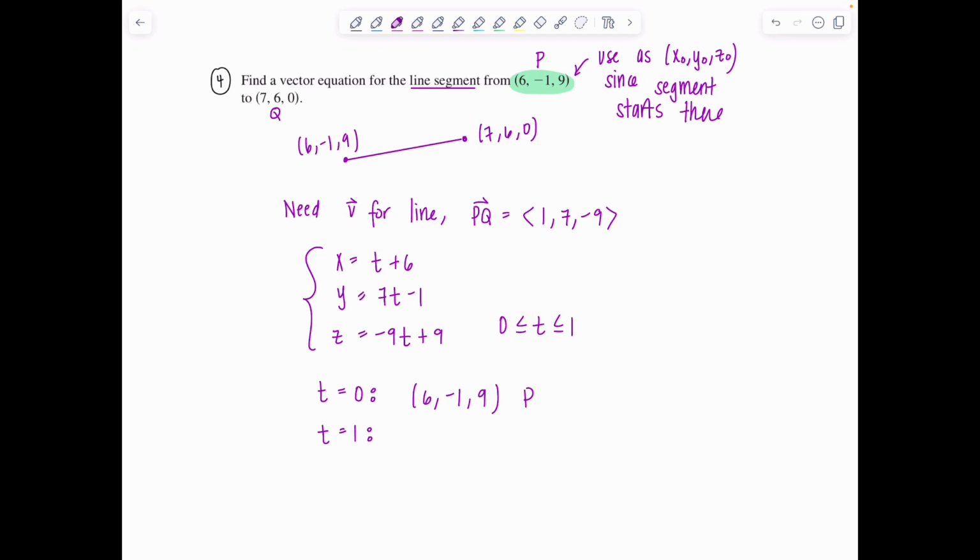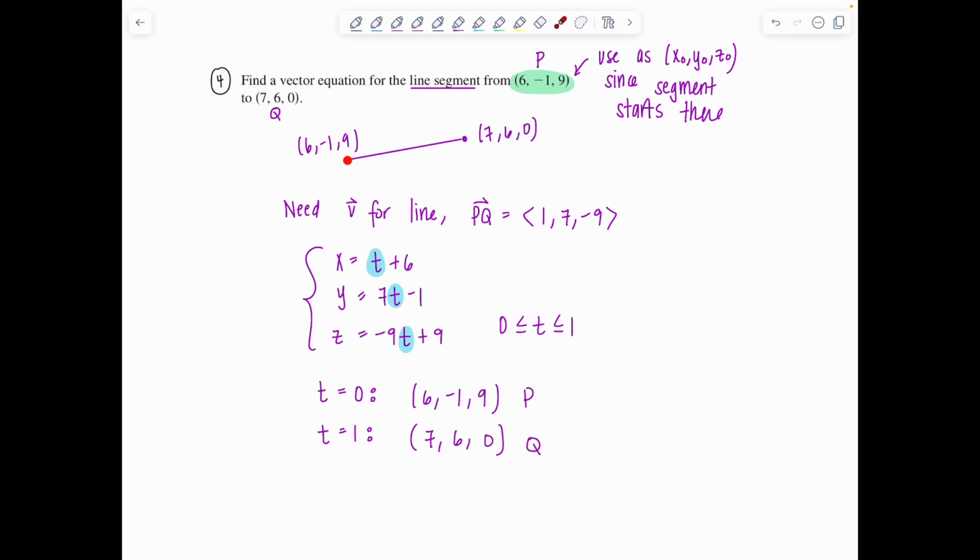And then when t is 1, come and plug it in here. Plug in 1 for t here. Tell me, what's the ordered triple that we get? If t is 1, we get back 7, 6, 0. That's Q. So then we have just the line segment from P to Q, as long as we use that initial point as x naught, y naught, z naught. So you have to use that first point when you write your parametric equations.